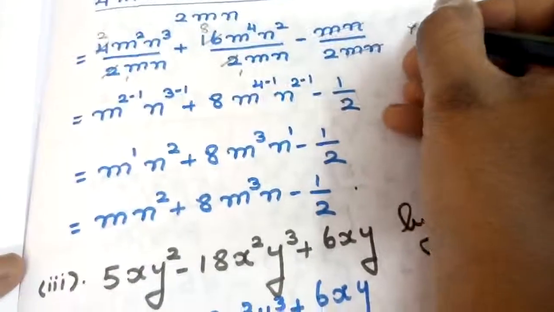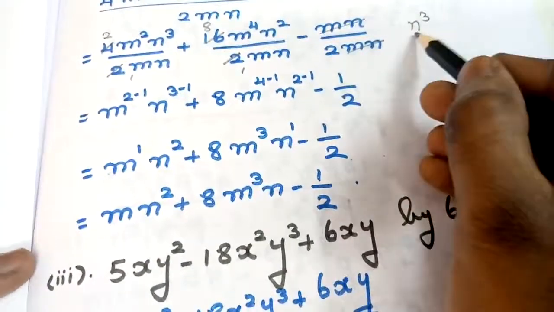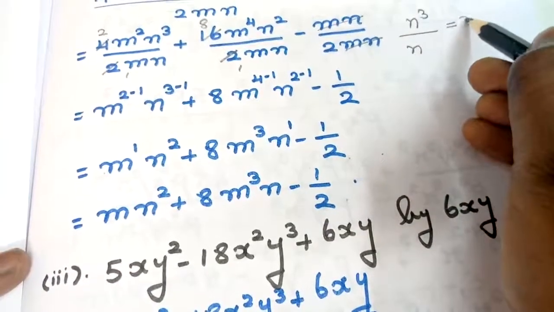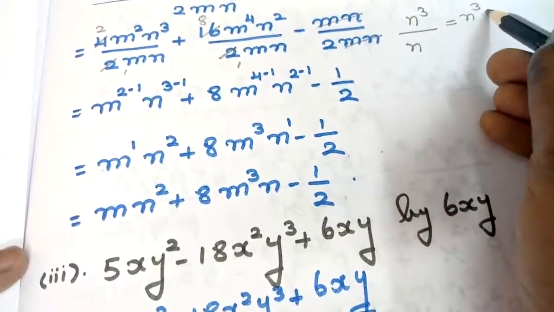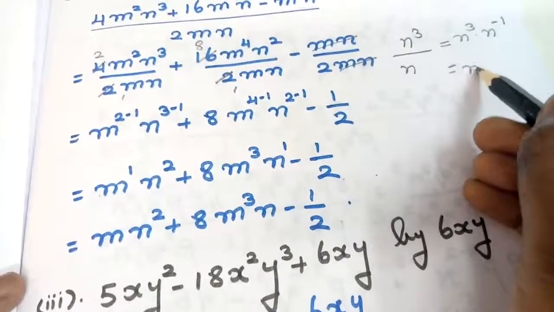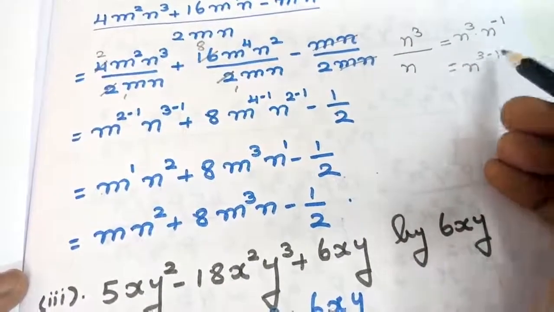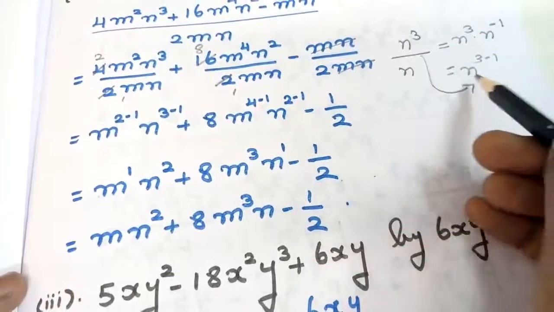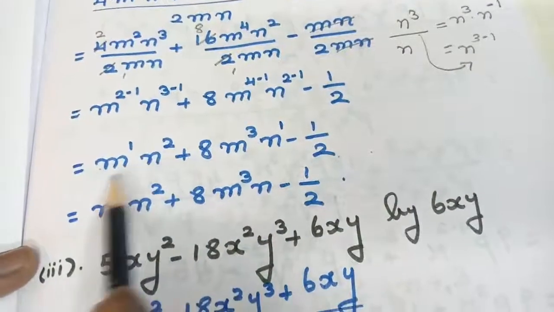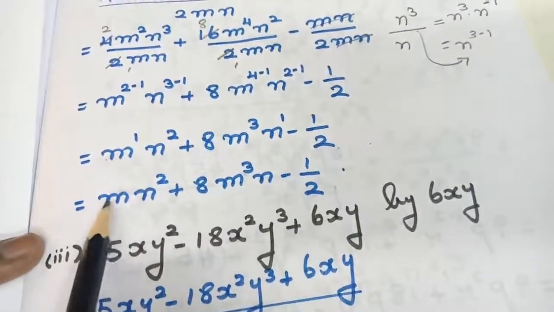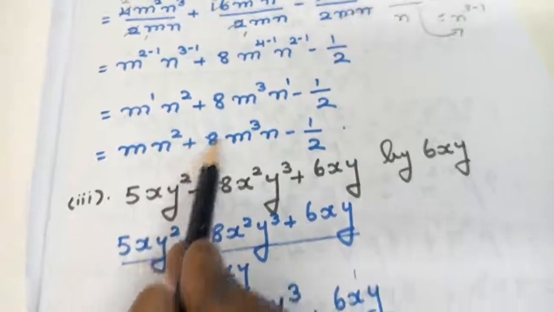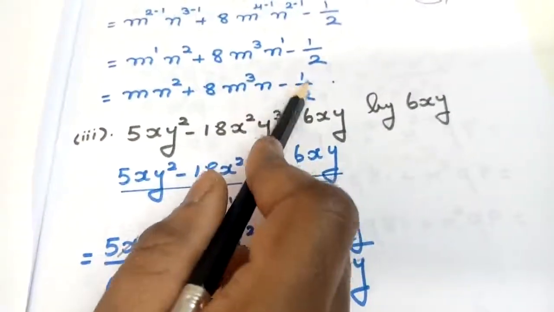Suppose you are going to have it like this, n to the power 3 divided by n means n to the power 3 into n to the power minus 1, which can be written as n to the power 3 minus 1. So this one I am writing directly in this place. In this way we are going to do the calculation, students. This power 1 you can remove, and automatically the final value is going to be n square plus 8 m cube n minus 1 by 2.